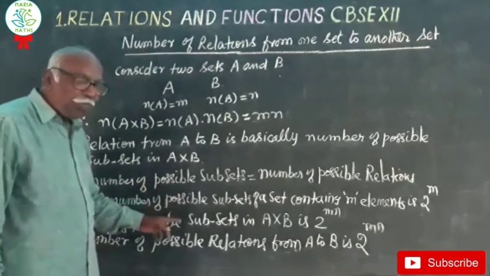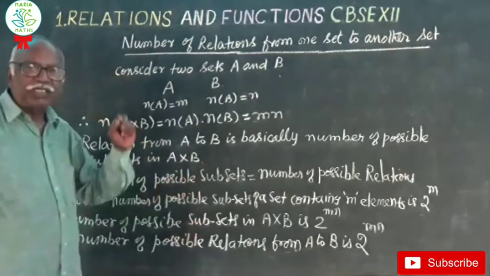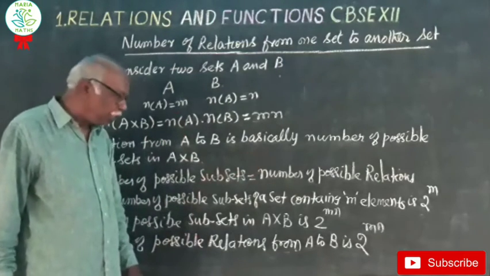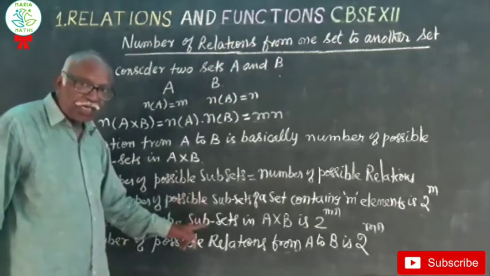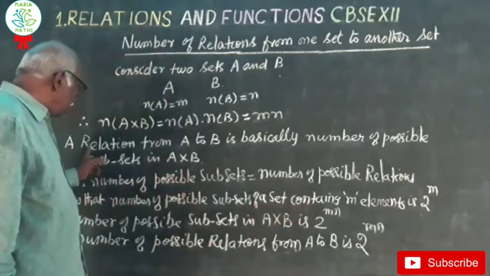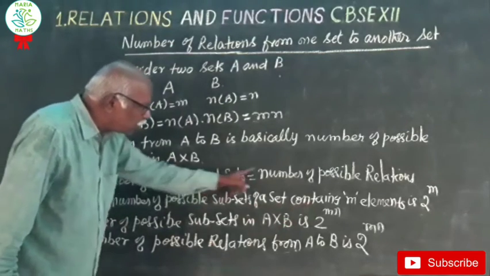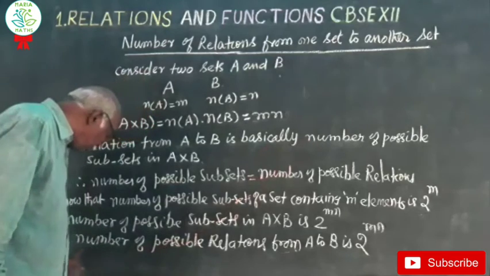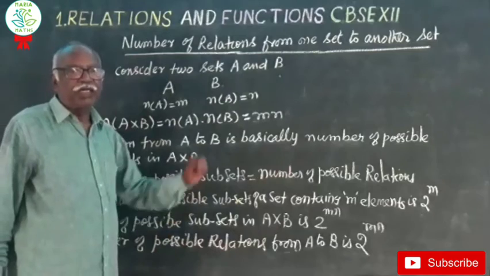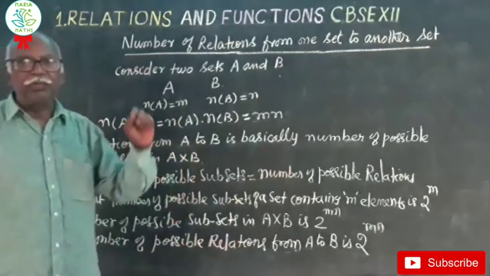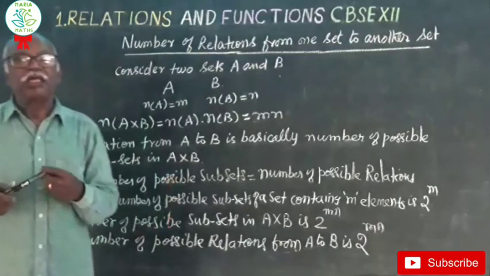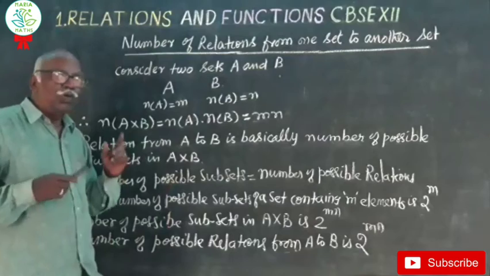We know that the number of possible subsets of a set containing m elements is 2 to the power m. The number of possible subsets in A cross B is 2 power mn. Since the number of possible subsets is equal to the number of possible relations, the number of possible relations from A to B is 2 power mn. If a set has m elements and another has n elements, the total number of possible relations from set A to set B is 2 power mn.